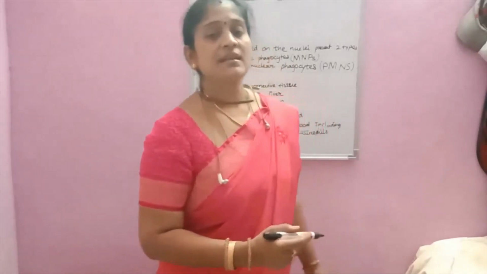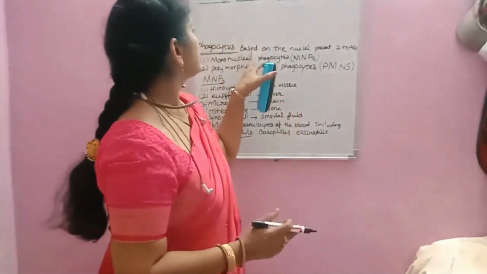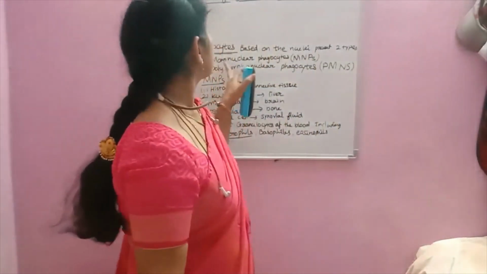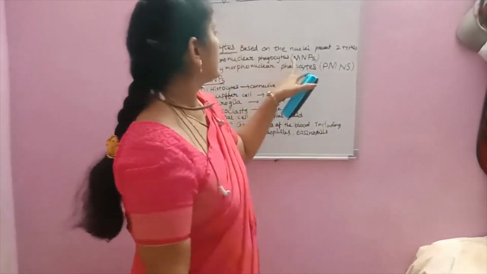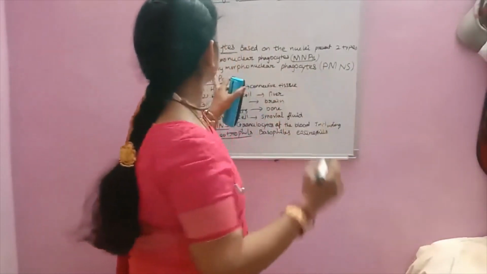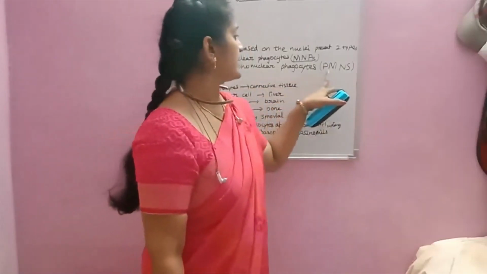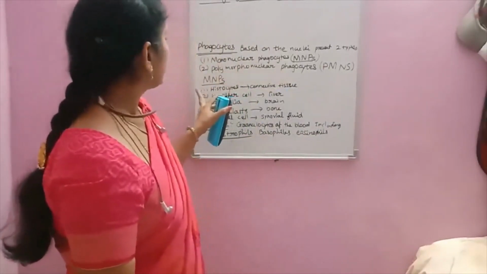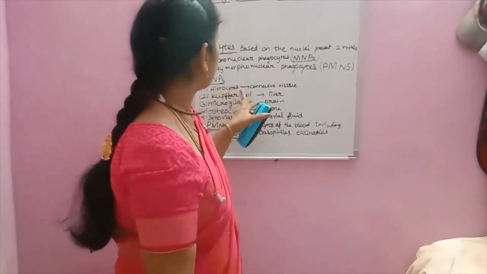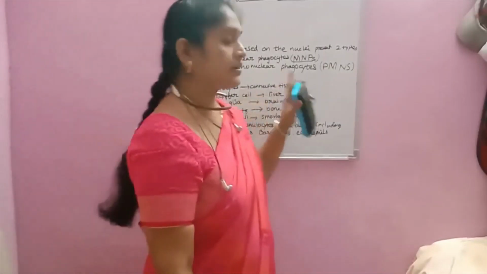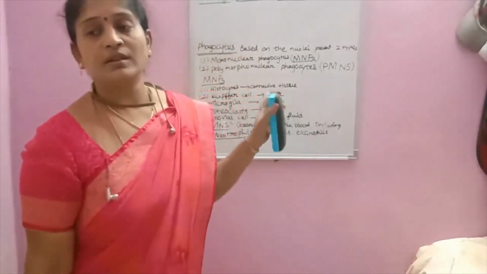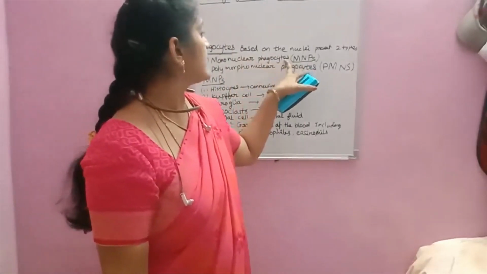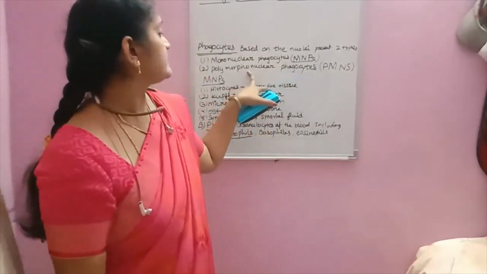So the next one is phagocytes. Based on the nucleus, there are two types. First is mononuclear phagocytes, also known as MNPs, and the second one is polymorphonuclear phagocytes. The mononuclear phagocytes are histiocytes, which are in the connective tissue.